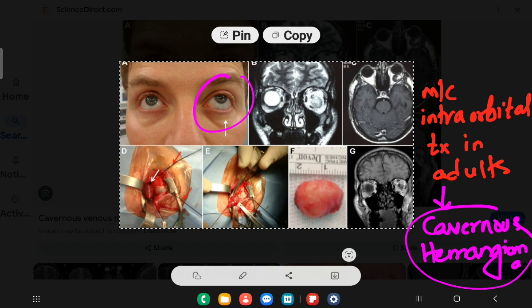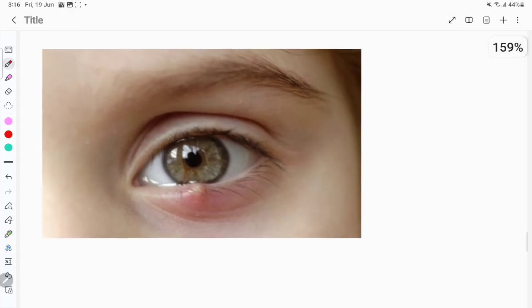So how will it present? The patient presents with progressive painless proptosis. Usually it will be unilateral. Initially vision will be normal, right? Treatment: if it is small and asymptomatic, just observation, and if it causes significant proptosis or visual problems, then surgical excision. So the question they ask you is the most common benign orbital tumor in adults, that is cavernous hemangioma, right? That's it.